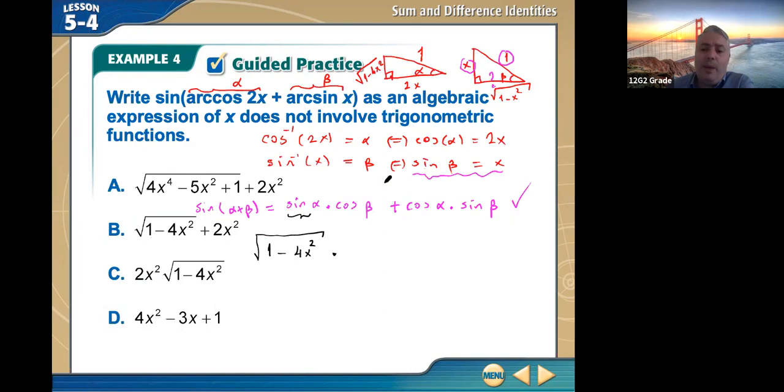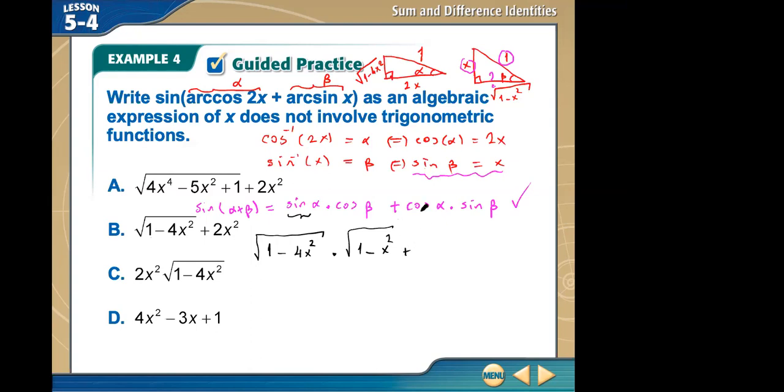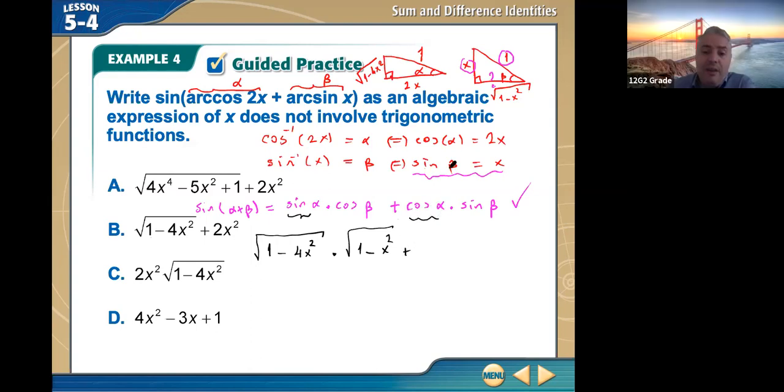Times cosine of beta. Beta is here. So cosine means adjacent over hypotenuse, which is square root of 1 minus x squared. Plus cosine of alpha. Alpha is here. Cosine is adjacent over hypotenuse, so 2x, times sine of beta, opposite divided by hypotenuse, x. Finished. Most probably, the result seems to be A.